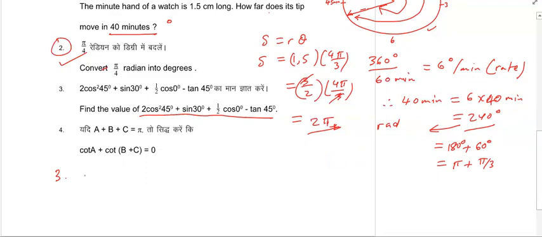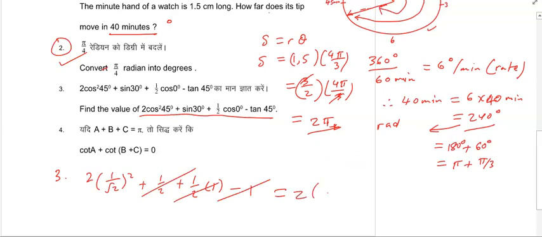Question number 3, what we can say is 2 cos squared 45 is 2 times 1 over root 2 squared, plus half sin 30, which is half, plus half cos of 0, which is 1, minus tan 45, which is 1. So we can see half plus half minus 1, all that vanishes. So what we are left with is 2 times half, which is equal to 1.